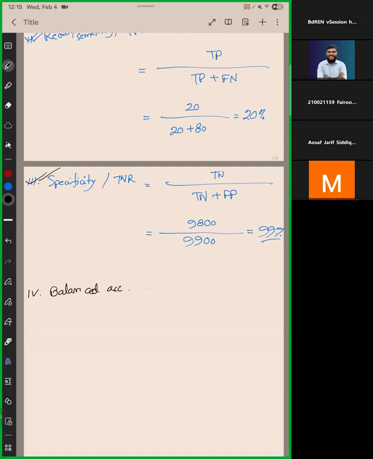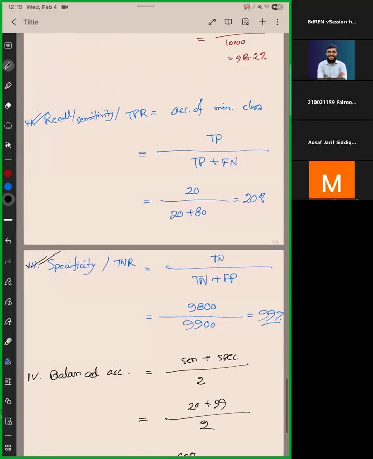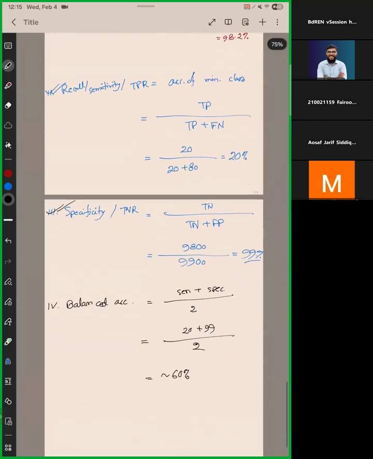Balanced accuracy is the arithmetic mean of sensitivity plus specificity divided by 2. So that is going to be your sensitivity, which is 20%, specificity 99%, divided by 2. That is, let's say, almost 60%. So your balanced accuracy is almost 60%. Is it high? Is it good or bad? Bad, sir. It is average, 60%.